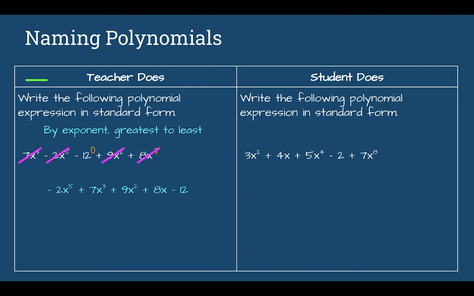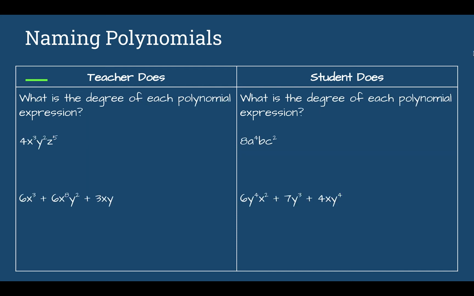Now it's your turn. Pause the video and write that polynomial in standard form. Let's check. You should have got 7x to the 8th power plus 5x to the 4th plus 3x to the 2nd plus 4x minus 2. Since that first term, 7x to the 8th, was positive, when I rewrote it, I didn't need to write that plus sign, so I took it away.